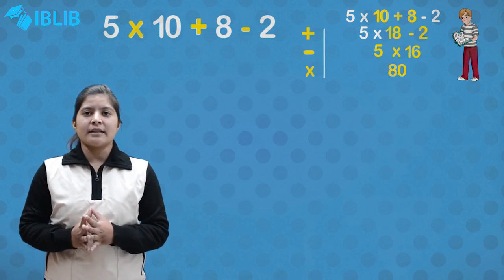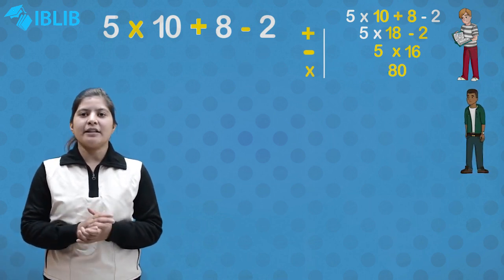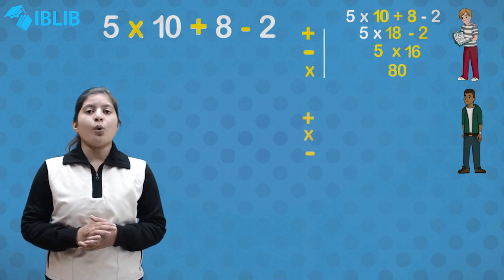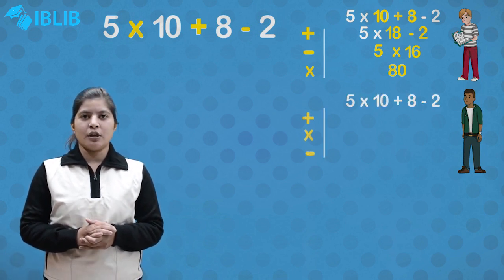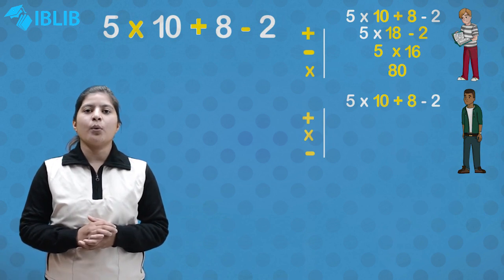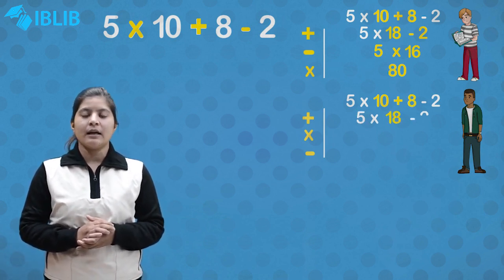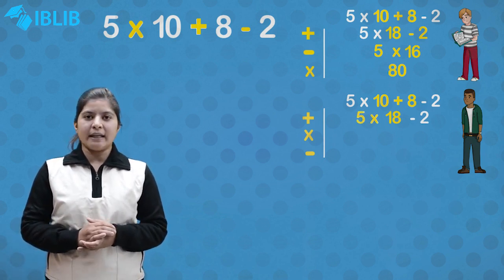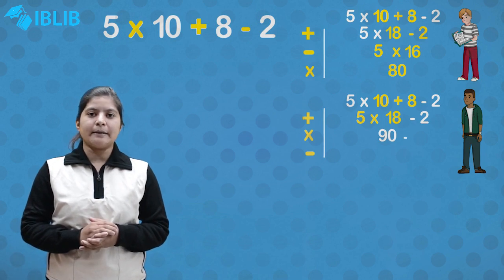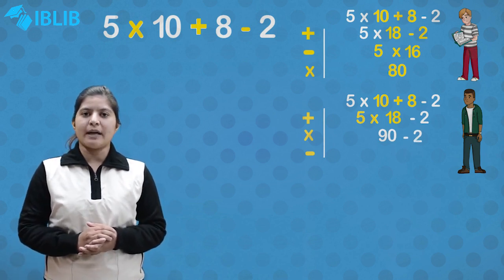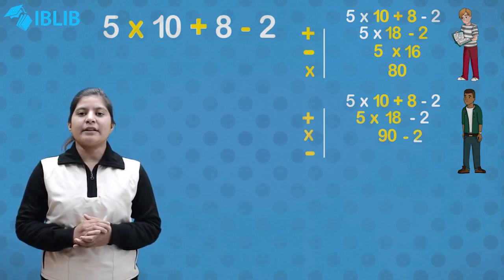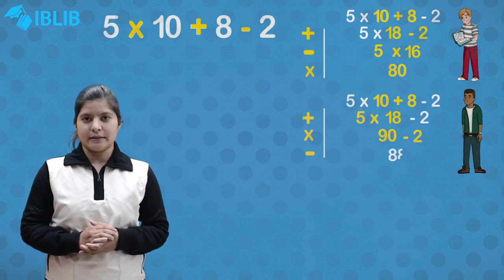Now, your friend says, no, I will perform addition first, then multiplication and then subtraction. So, firstly, he will perform addition. 10 plus 8 will give him 18 and he will copy down the remaining part as it is. Now, he will perform multiplication. So, 5 into 18 will give 90 and minus 2 will be copied down. Now, finally, he will perform subtraction. So, 90 minus 2 will give 88.